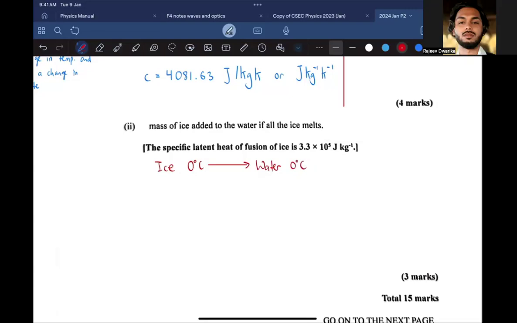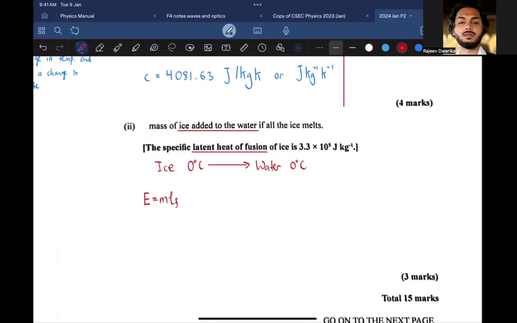So first of all, let me just write down the formula here. Clearly, you see latent heat of fusion. And again, we're going from ice to water. So you should know solid to liquid. So you should know latent heat of fusion. So the formula for that is E is equal to mL subscript F.